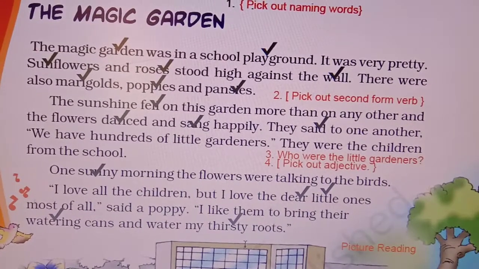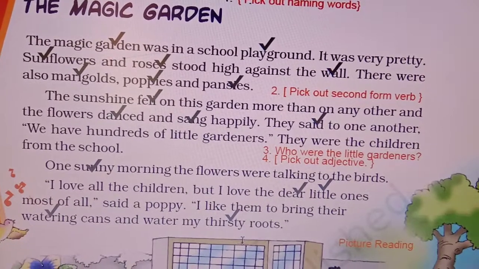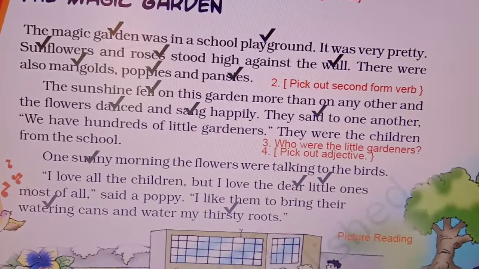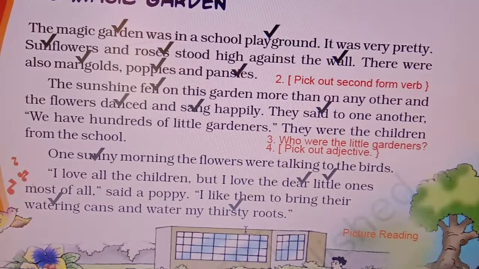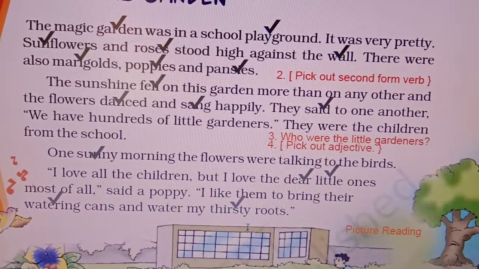The magic garden was in a school playground. It was very pretty. Sunflowers and roses stood high against the wall. There were also marigolds, poppies and pansies. See the birds. You can listen to the sound of the birds. I think you are listening very carefully.